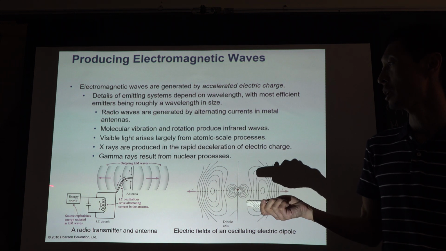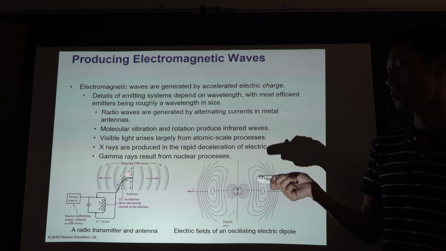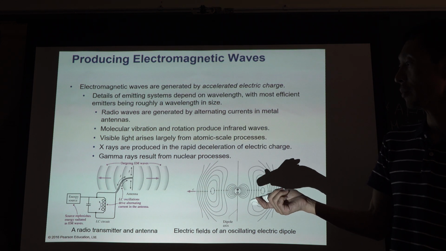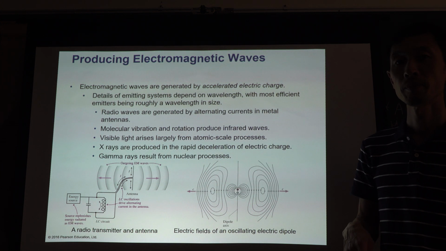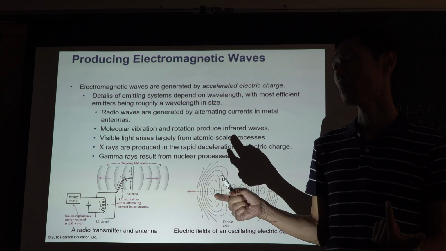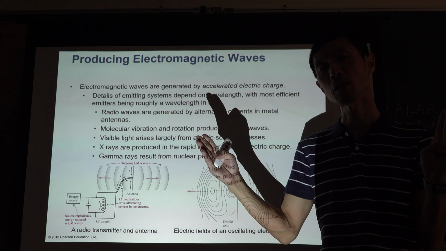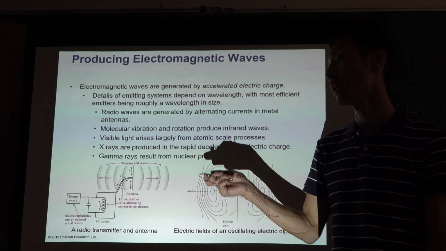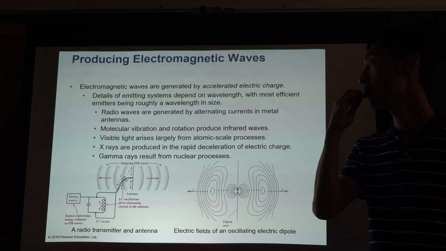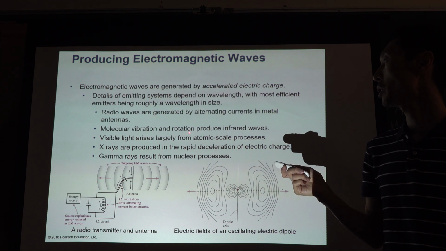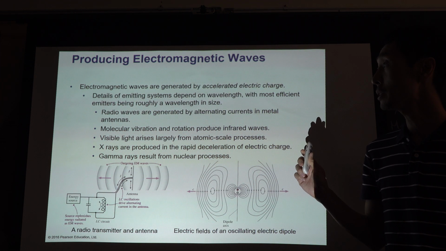If you receive the EM wave, the current changes in a wire, and then we receive it. And because the wavelength of EM radio waves is long, we need a big antenna. Molecular vibration and rotation produce infrared waves.